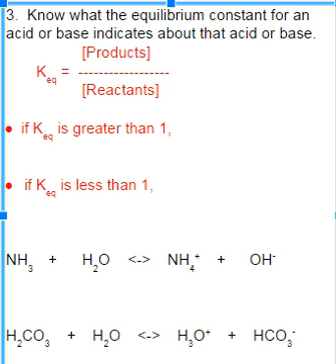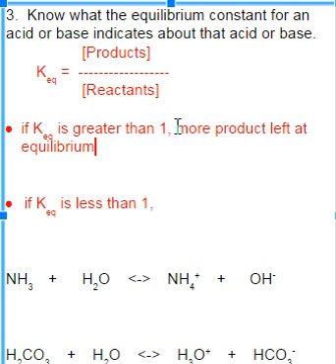So let's look at the first question here where it says, if Keq is greater than 1, well, knowing that Keq, whether it's Ka or Kb, so that's what we call it for acid or base. So Ka and Kb are just equilibrium constants, but we let you know it's the equilibrium constant of an acid, Ka, or the equilibrium constant of a base. Regardless, it's always the concentration of the products over the concentration of the reactants. So if it's greater than 1, you have more product left at equilibrium. I should say more product at equilibrium.